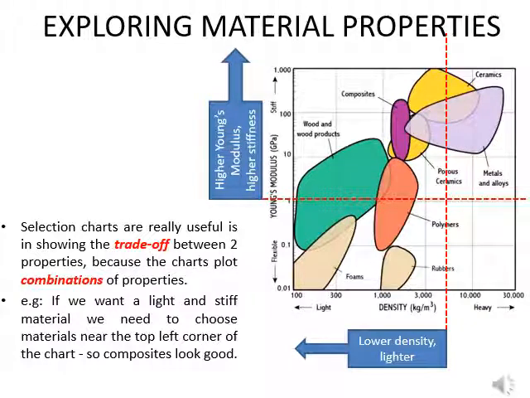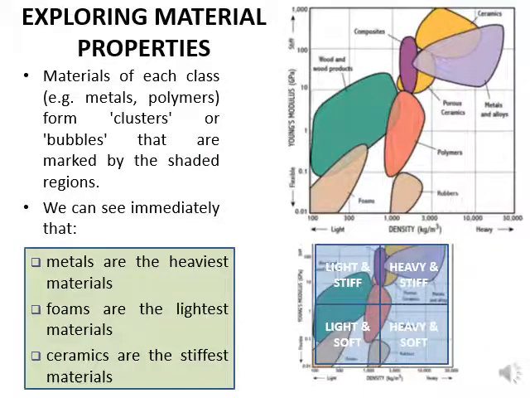Selection charts are really useful in showing the trade-off between two properties, because the charts plot combinations of properties. For example, if we want a light and stiff material, we need to choose materials near the top left corner of the chart, so composites look good. Materials of each class, for example metals and polymers, form clusters or bubbles that are marked by the shaded regions. We can see immediately that metals are the heaviest materials, foams are the lightest materials, and ceramics are the stiffest materials.